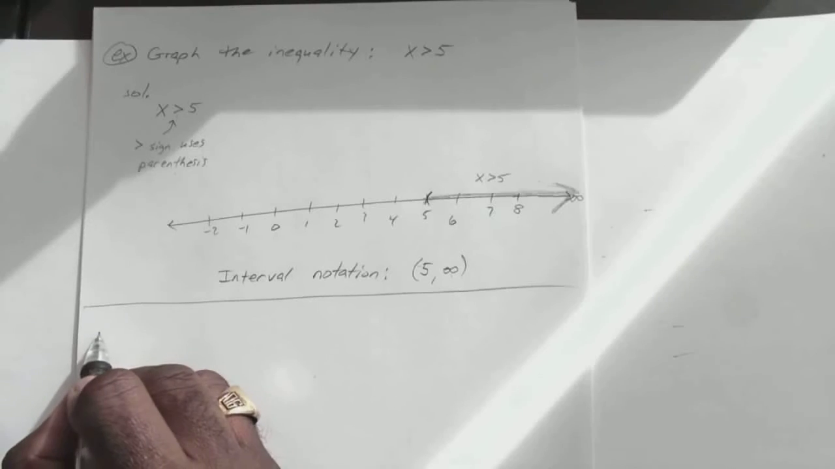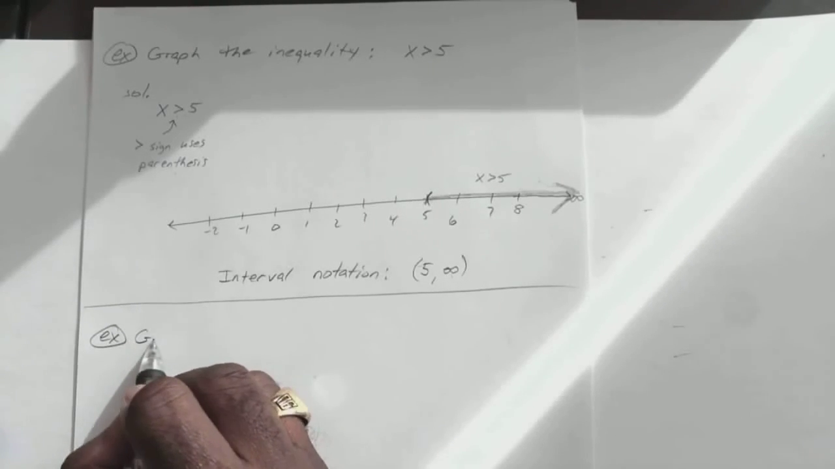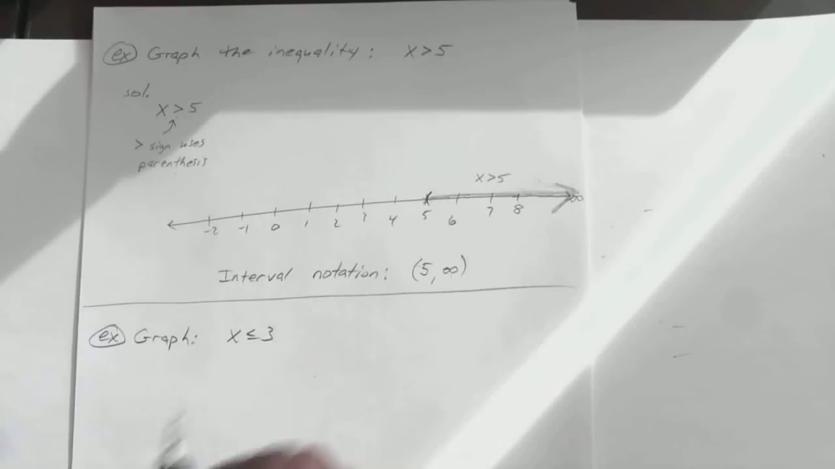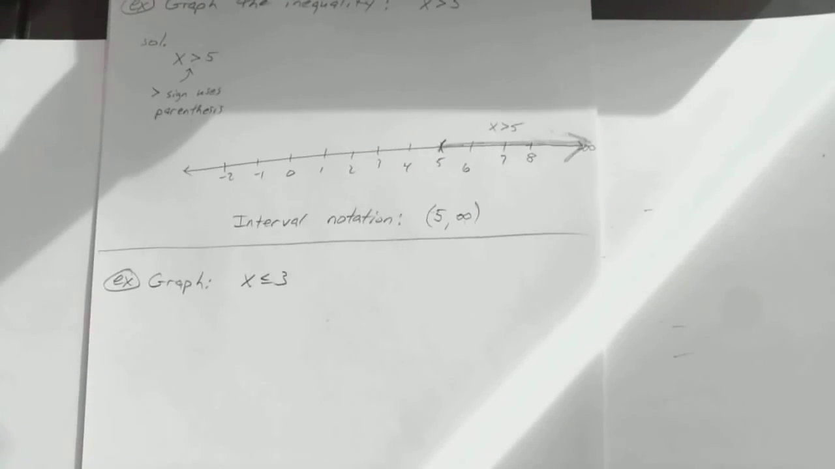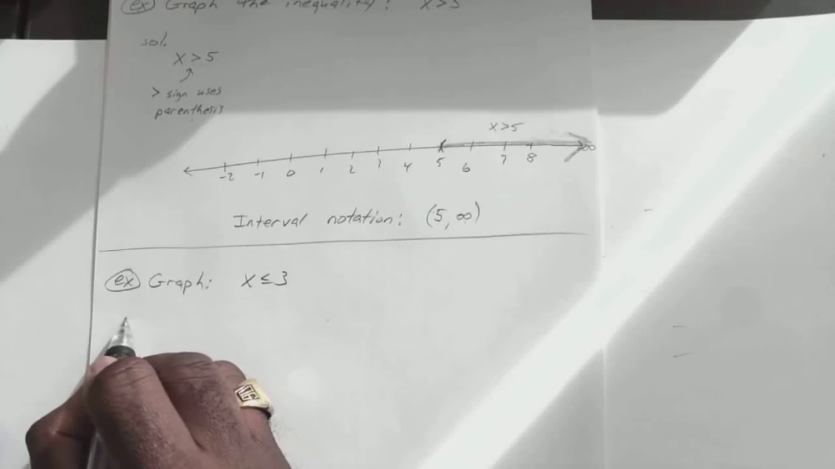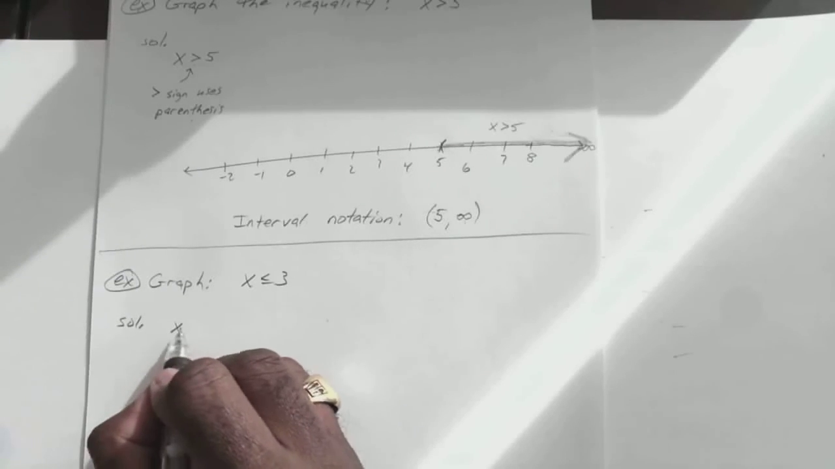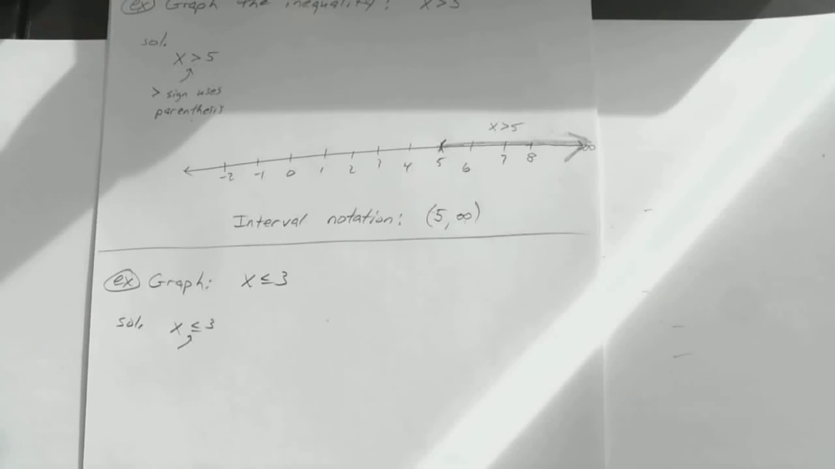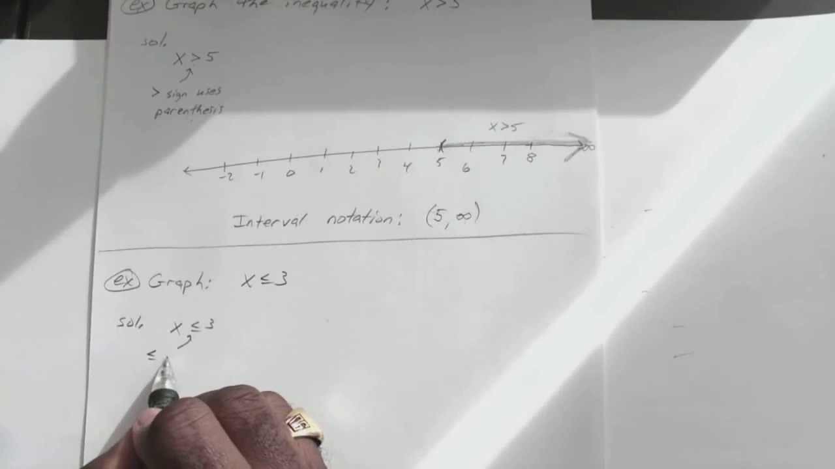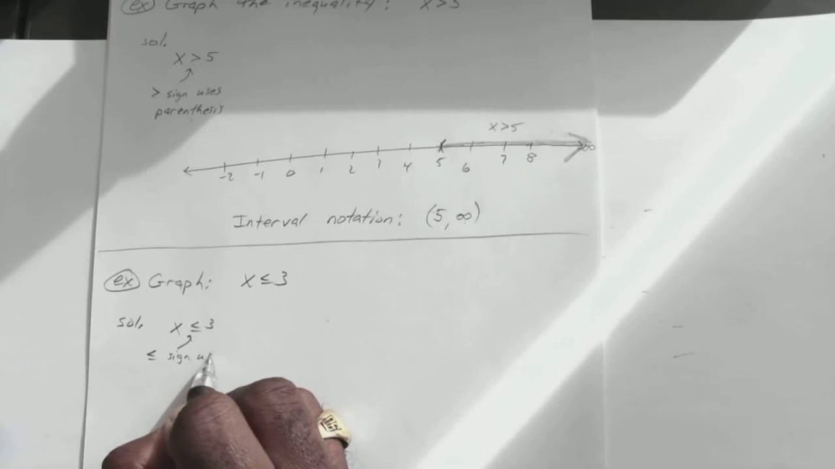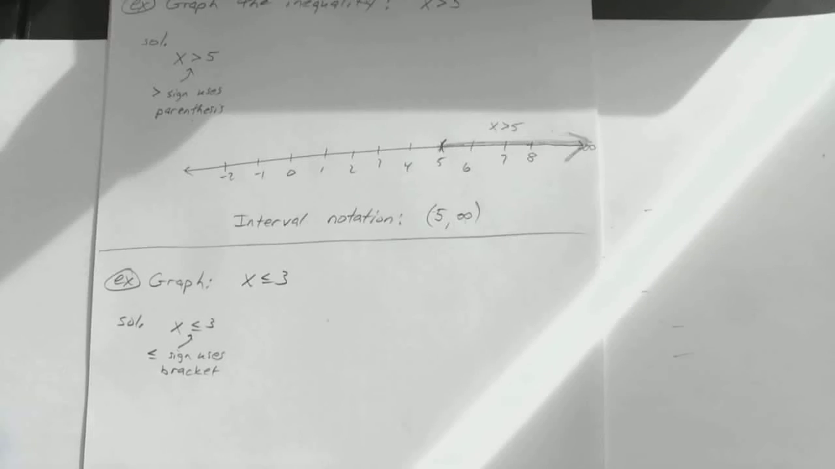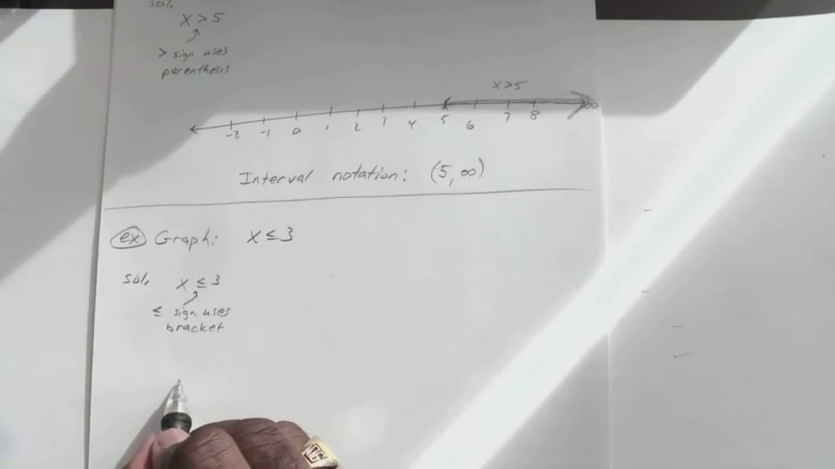All right, so let's say if we wanted to graph x is less than or equal to 3. Okay. So just like this one, the minute we see that less than or equal to, we already know we're going to use a bracket. So less than or equal to sign uses a bracket.